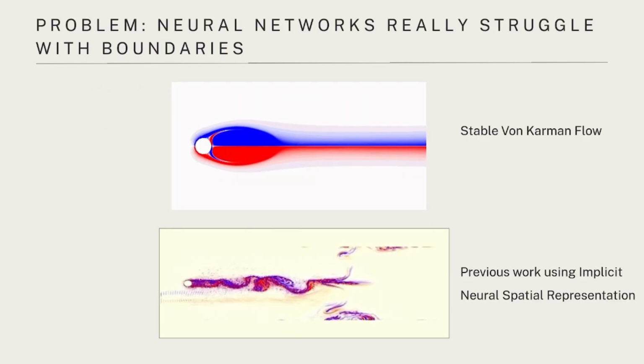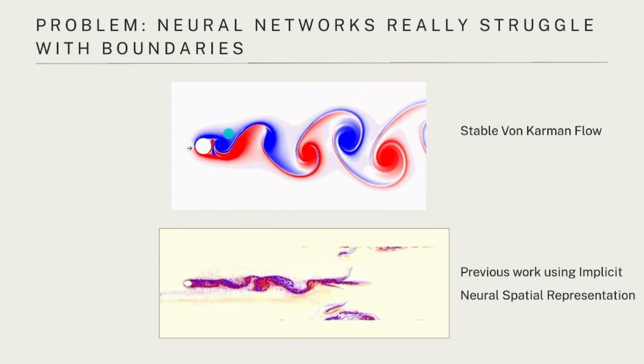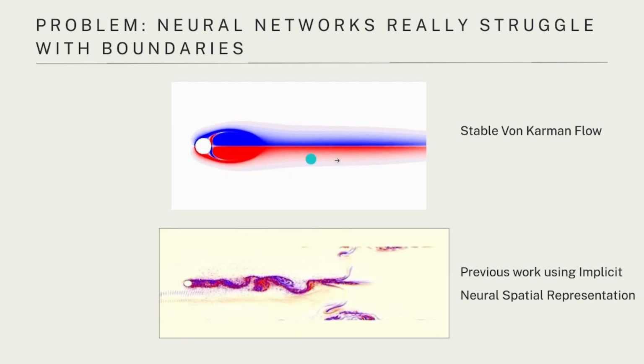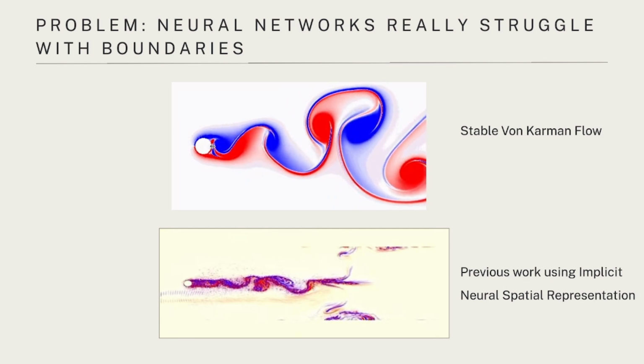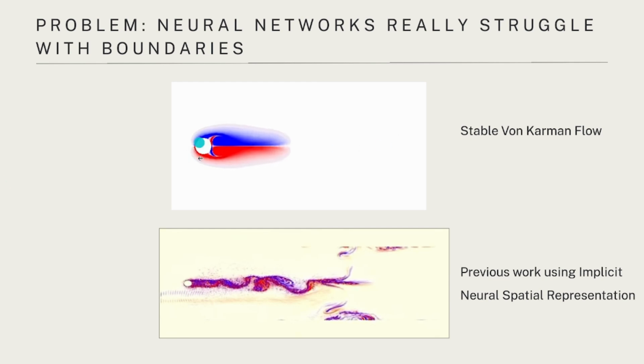But we have a problem. Neural networks really struggle with boundaries. Imagine you have a cylinder in the flow, as we can see here in this fluid representation, and the cylinder will be like this circle right here. You can imagine that you're looking at it from the top or from the bottom. And the fluid should not penetrate the cylinder, of course.